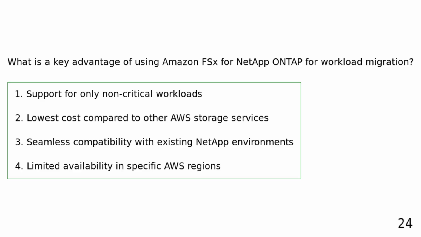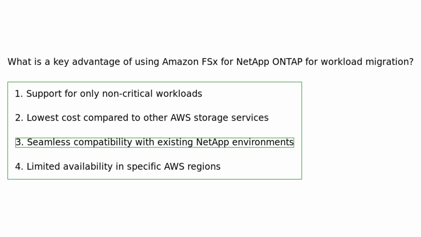What is a key advantage of using Amazon FSx for NetApp ONTAP for workload migration? Support for only non-critical workloads. Lowest cost compared to other AWS storage services. Seamless compatibility with existing NetApp environments. Limited availability in specific AWS regions. Amazon FSx for NetApp ONTAP provides seamless compatibility with existing NetApp environments, simplifying workload migration.